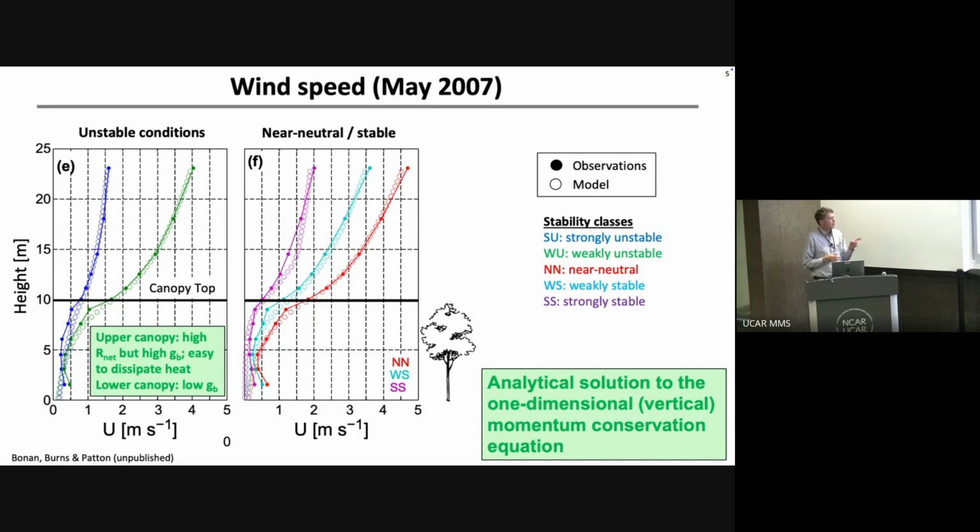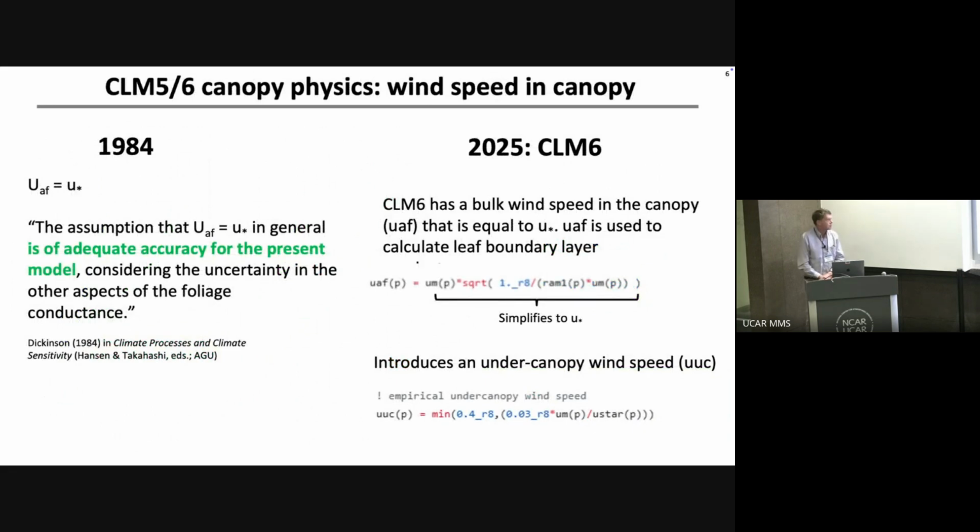And the other point I want to make is that what we're looking at here is an analytical solution to the one-dimensional momentum conservation equation. So this is very much grounded in theory. And so let's look at what CLM is doing.